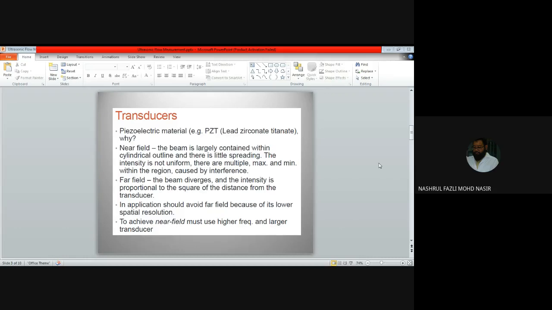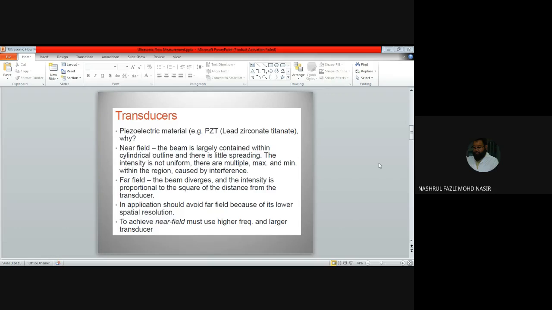Near field: the beam is largely contained within a cylindrical outline, and there is little spreading. The intensity, however, is not uniform. There are multiple maxima and minima within the region, caused by interference. And then there's the far field: the beam diverges, and the intensity is proportional to the square of the distance from the transducer. In the application, we should avoid far field because of its lower spatial resolution. So we try to have it near field.